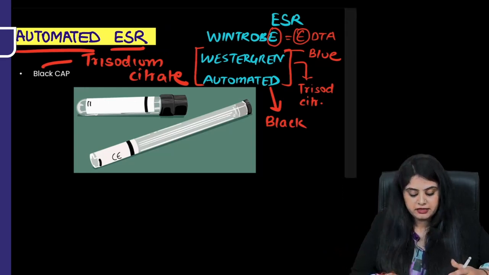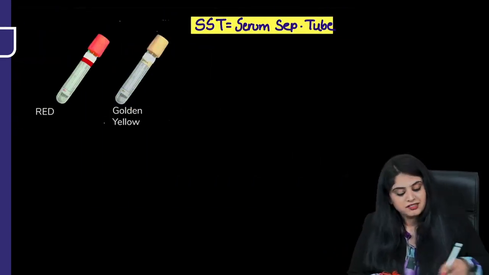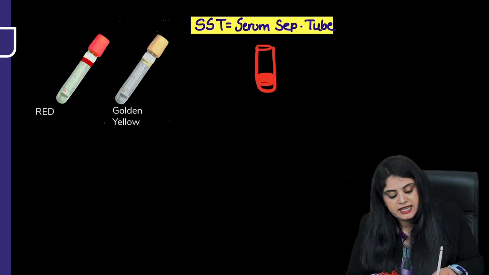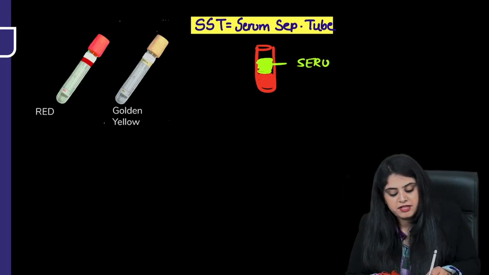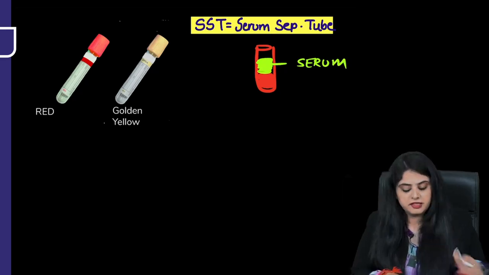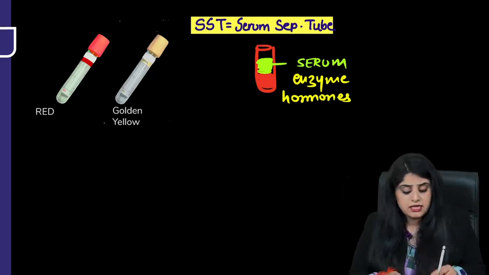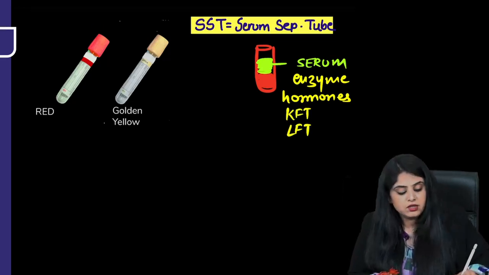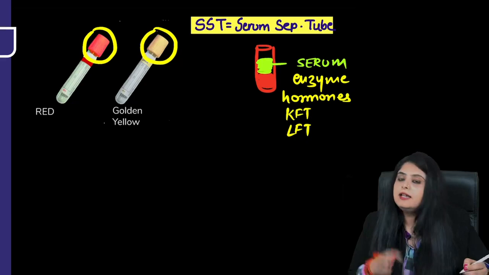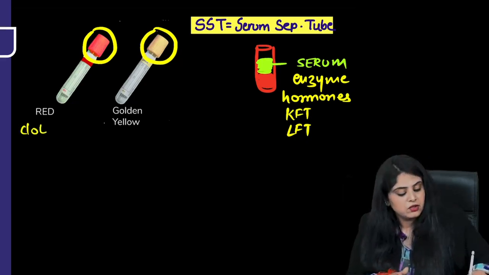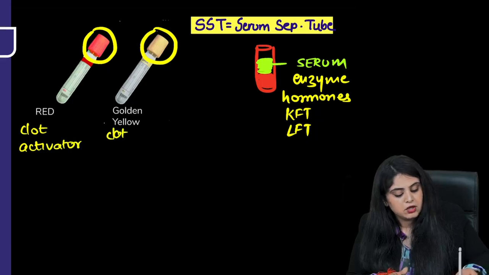So till now I was emphasizing, don't let the blood clot. Now I'm saying, please let the blood clot. Because if the blood clots, only then will I get the serum. So when do I need serum? I need serum whenever I am interested in doing some enzyme studies, or I want to study hormones, thyroid profile, prolactin, FSH, LH, all this, kidney function test, liver function test. I need serum for it. So these are going to be the red and the yellow, which will let the blood clot. Why? Because the red also has a clot activator, and the yellow one also has a clot activator.